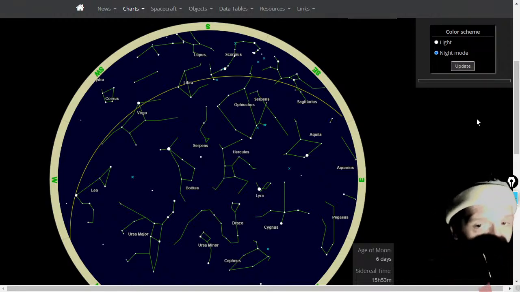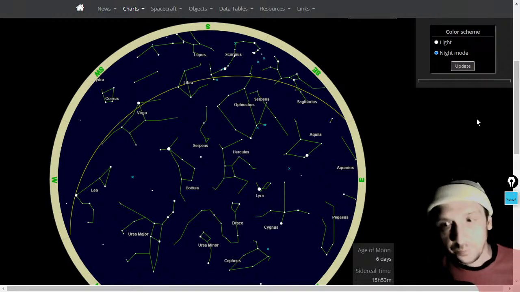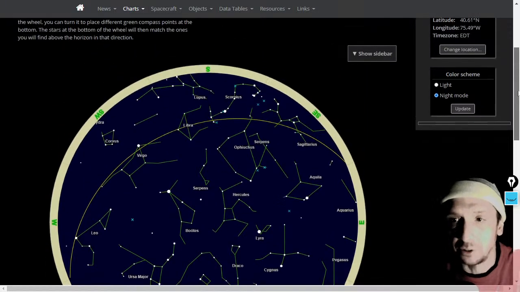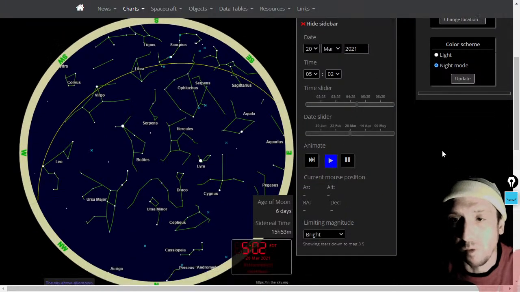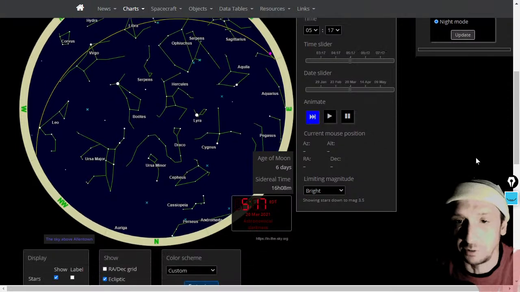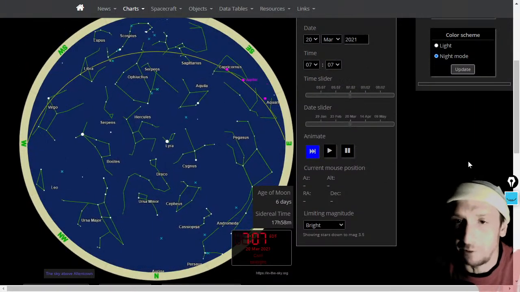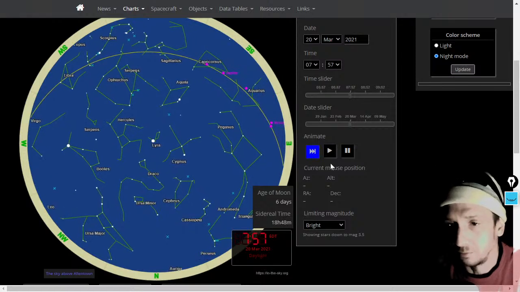Here's a star chart. And I ask you, where will you be when Cygnus sets? Right? Are you familiar with Alpha Cygni? We'll talk about that later.